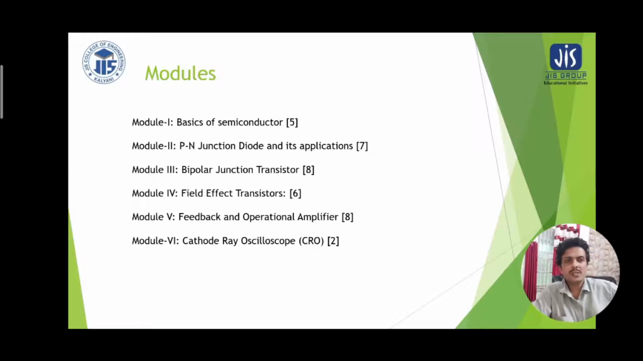This course is comprised of 6 number of modules. Each module has the number of classes limited, that is 5 classes assigned to module 1 on basic semiconductors, 7 contact hours assigned to module 2 on PN junction diode and its applications. Module 3 has 8 contact hours on bipolar junction transistor. Module 4 has field effect transistor to describe within 6 contact hours.